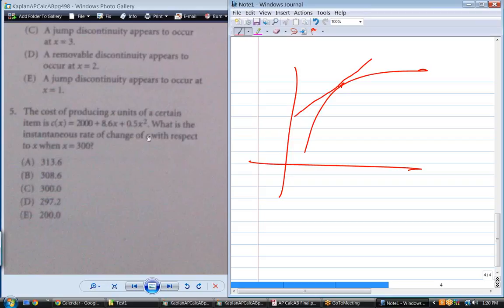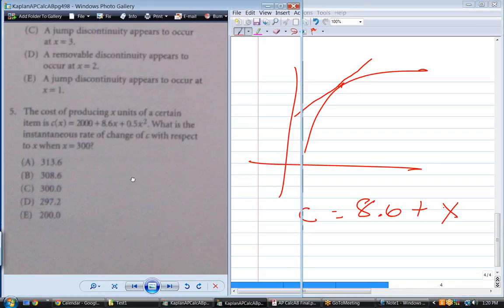If the instantaneous rate of change of c is the first derivative, what's the first derivative of that function? 8.6 plus x? And evaluate that at 300. 308.6.